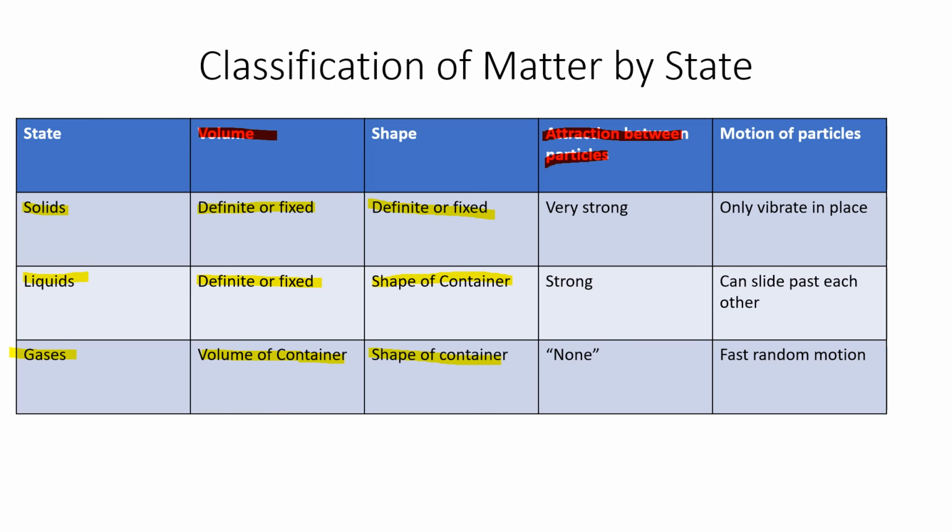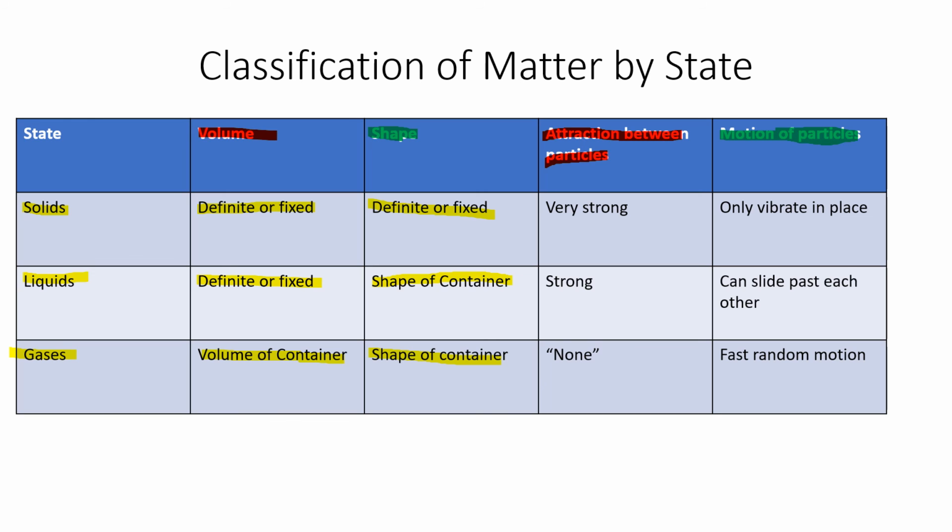We're going to see a relationship between those two columns. The other relationship we're going to see is between the shape along with the motion of those particles. So we want to go through and talk about this, because what you're seeing on the right, the attraction between the particles and the motion of the particles, dictate what you're seeing macroscopically when you think about these states.